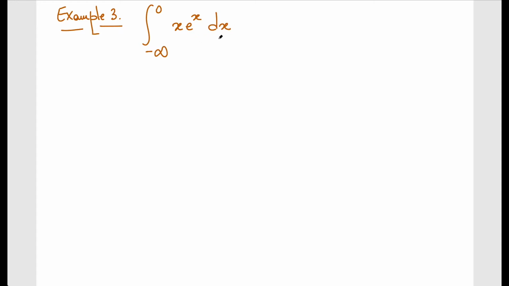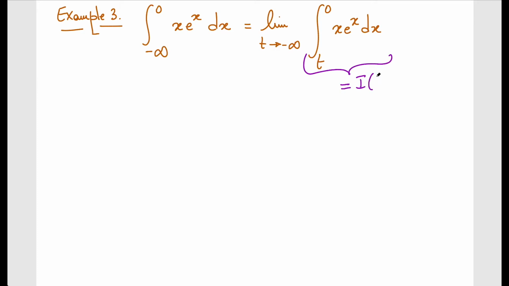All right, so this is the limit as t goes to minus infinity of the integral, which is over a finite interval now, from t to 0 of x e^x dx. Let's give this a name: how about we call it I of t, because it's a function of t. So what's I of t? How do we integrate this? Well, we can use integration by parts.